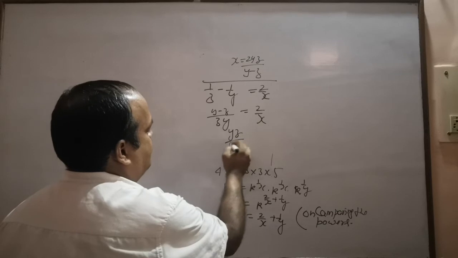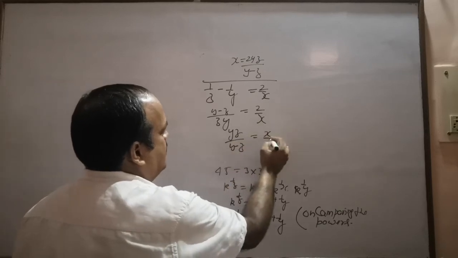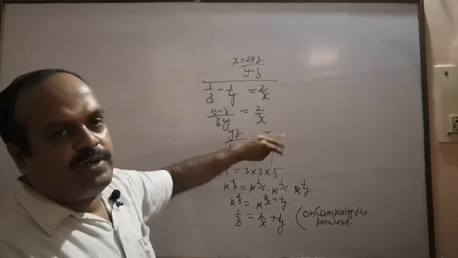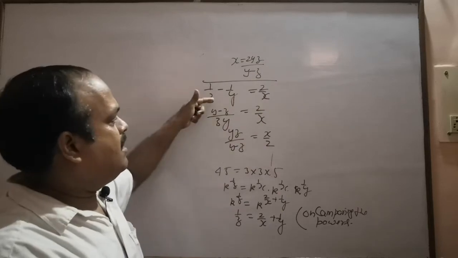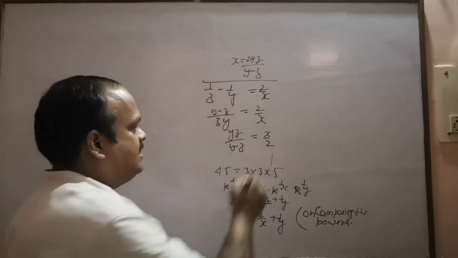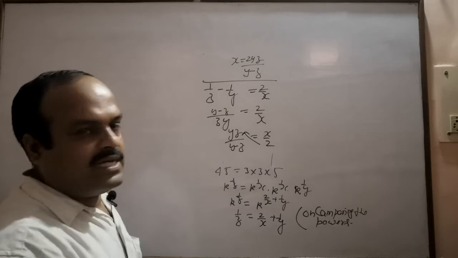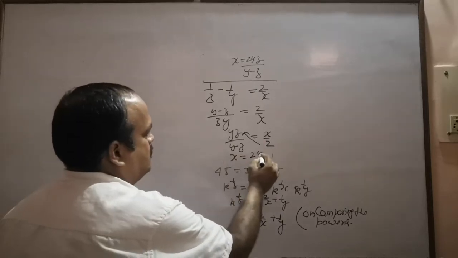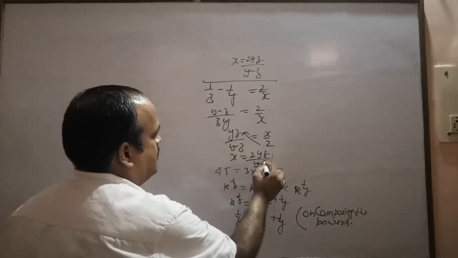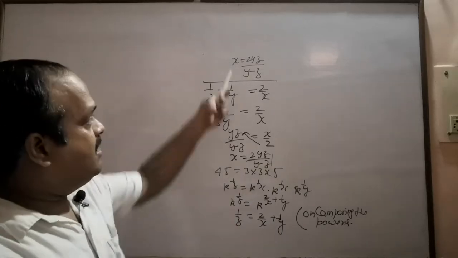You will get yz upon y minus z, x by 2. Reciprocal of 2 by x will be x by 2. Reciprocal of this will be zy upon y minus z. Do the multiplication. You will get x equals to 2yz upon y minus z. So we have got the result.